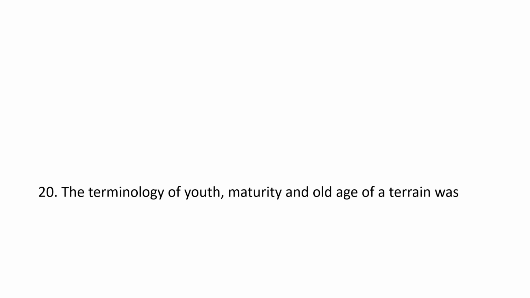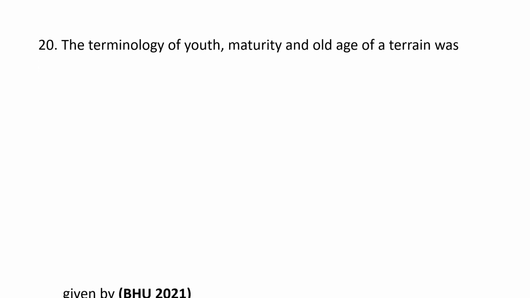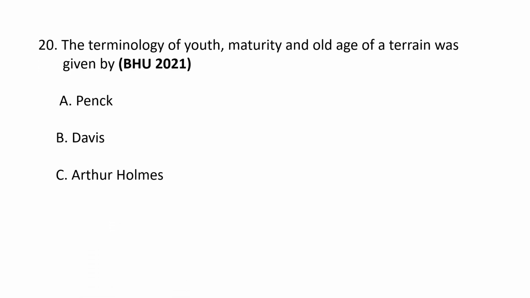Next question. The terminology of youth, maturity, and old age of a terrain was given by A. Penck, B. Davis, C. Arthur Holmes, and D. Charles Lyell. The terminology of youth, mature, and old age of a terrain was given by Davis. So this was proposed by William Morris Davis. He developed the geomorphic cycle. This is also known as the Davisian cycle of erosion to explain the evolution of landforms over the time. And this cycle describes how landforms progress through these three stages as they are shaped by erosion and weathering.